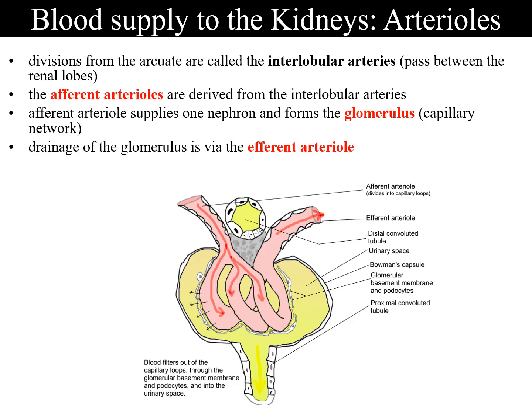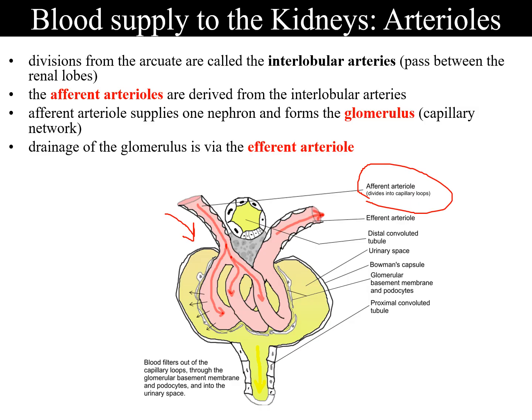The interlobular arteries are then going to branch one more time, and they're going to give rise to small arteries known as arterioles. Specifically, they're going to give rise to what are called afferent arterioles. Here is an afferent arteriole right here, leading into a tangle of capillaries called a glomerulus. The glomerulus is a capillary network, and the glomerulus is the site of blood filtration.